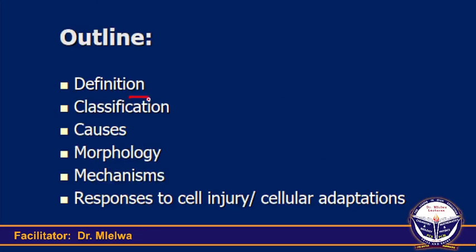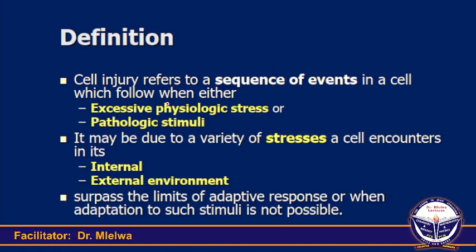So we'll have definition, classification, causes, morphology, then mechanism, and then response to cell injury. Actually, in all of these parts, we shall also see the mechanisms. They are the one, some of them they are reversible and some of them they are irreversible. So in terms of definition, cell injury refer to a sequence of events in a cell which follow when either excessive physiological stress or pathologic stimuli.